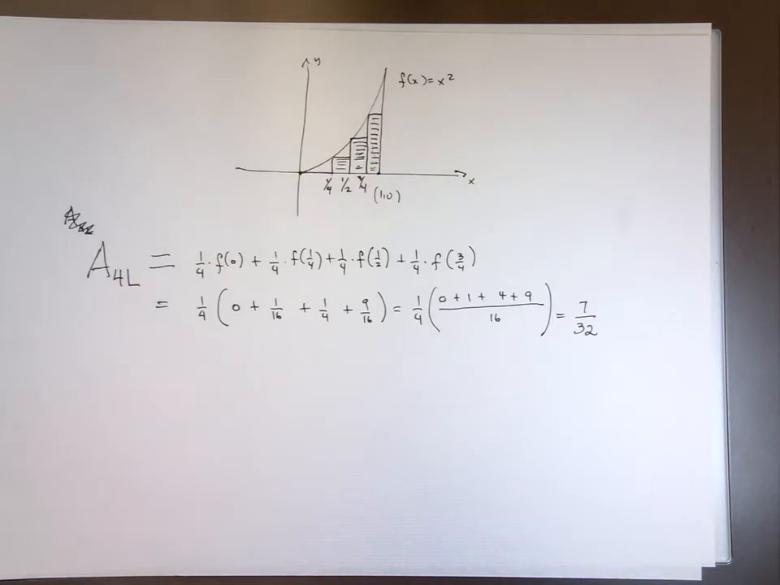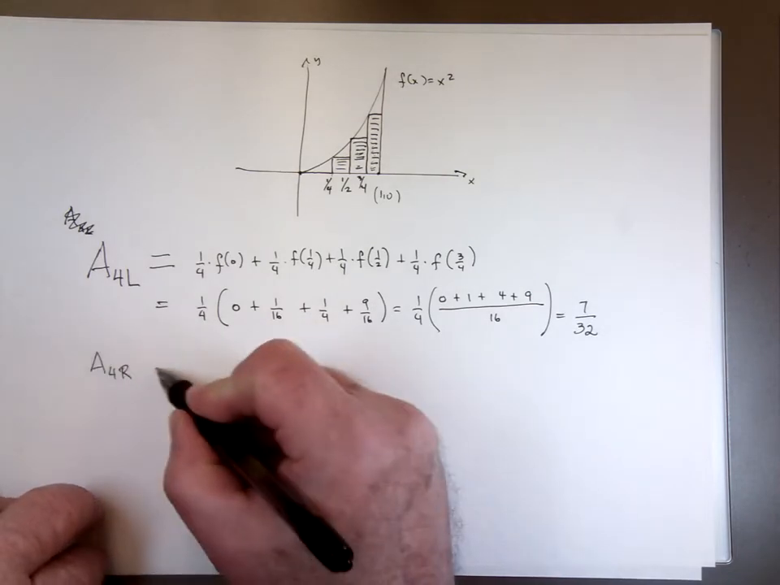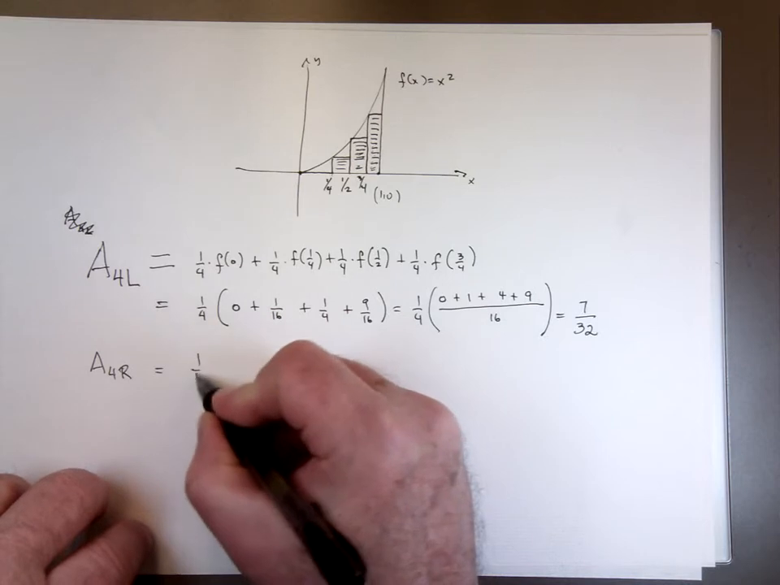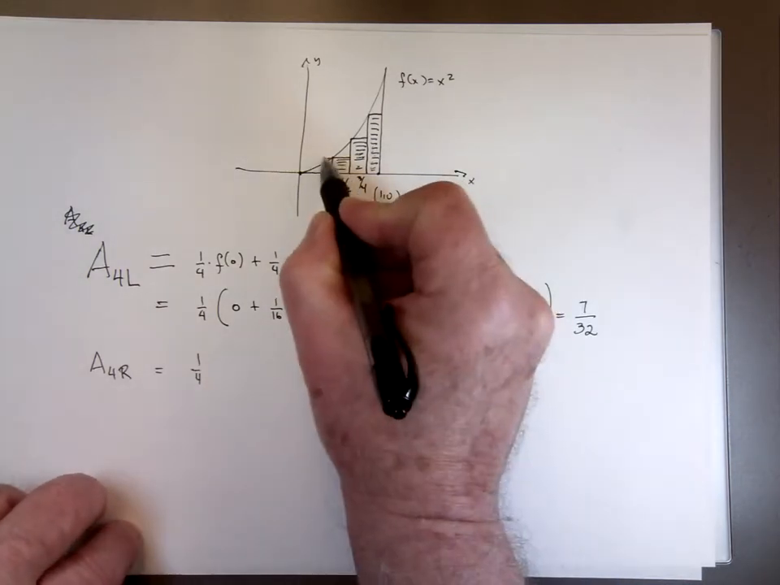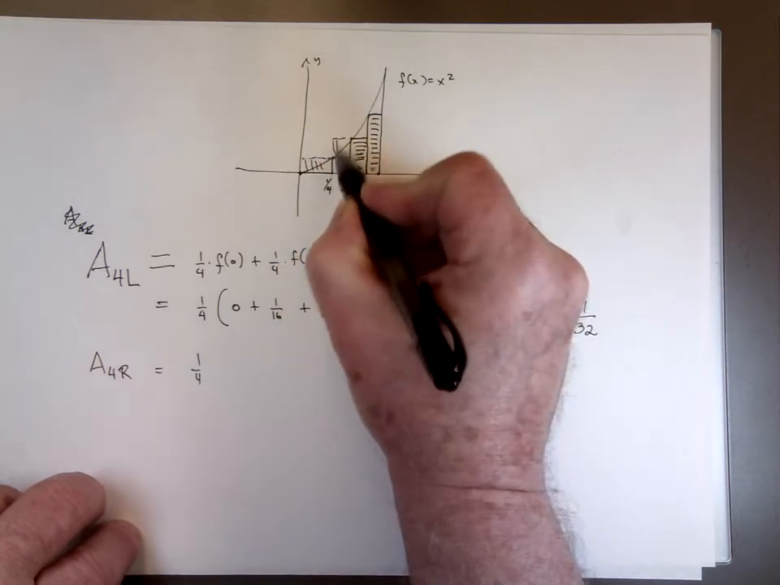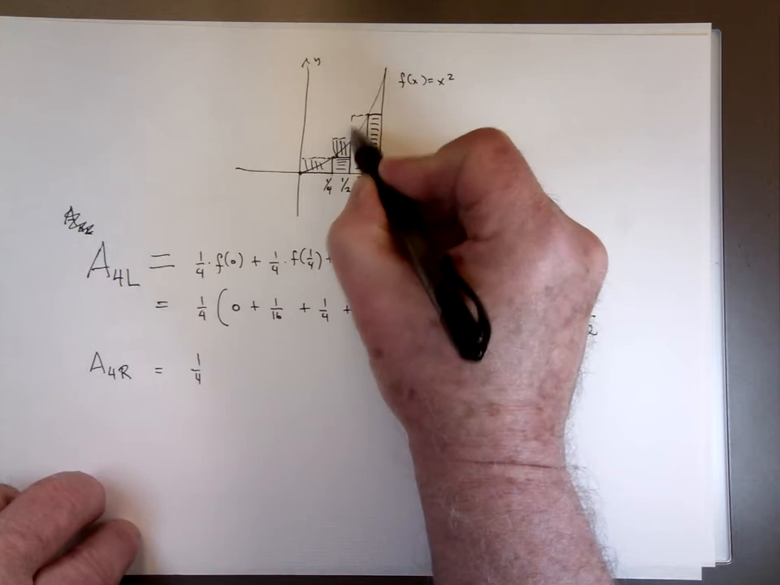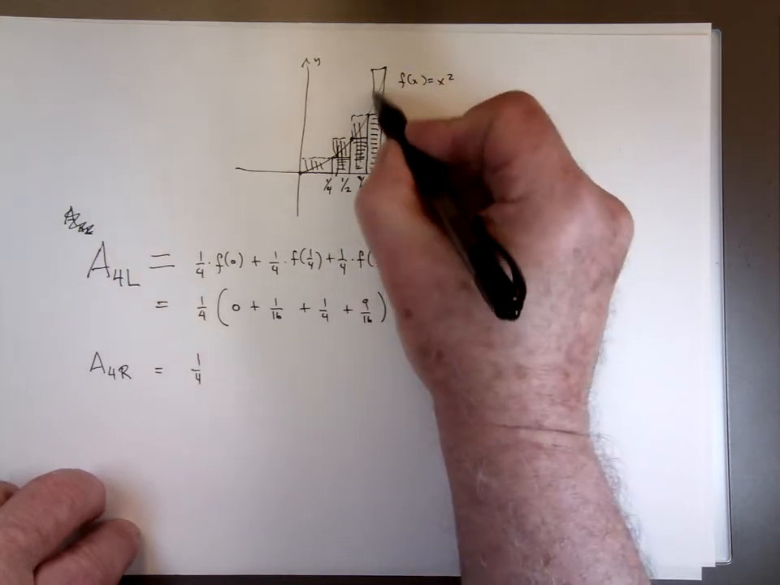Okay, that's left endpoints. Let's go to right endpoints, okay? That area is 1/4. Now, the right endpoints, here's the first one here. Here's the second one here. Here's the third one here. And here's the fourth one here. Okay, like so.